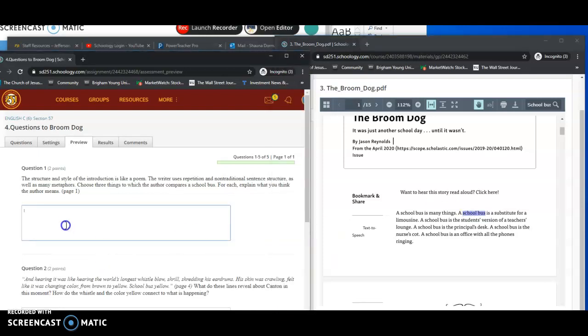So remember, when we respond to questions, we want to reuse words from our prompt. So guess what? Right there, three things the author compares the school bus to. And I'm actually going to take that and just insert it in here. Three things the author compares the school bus to are, and then you're going to tell me the three things the author compares it to, okay?